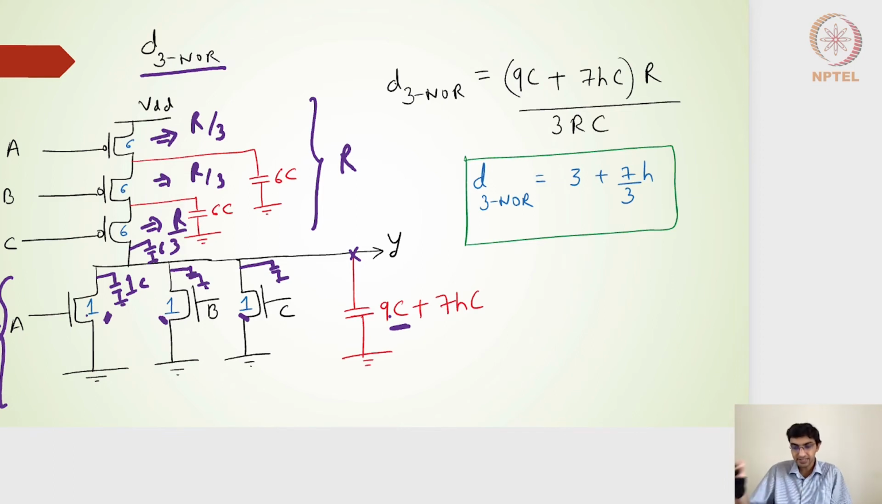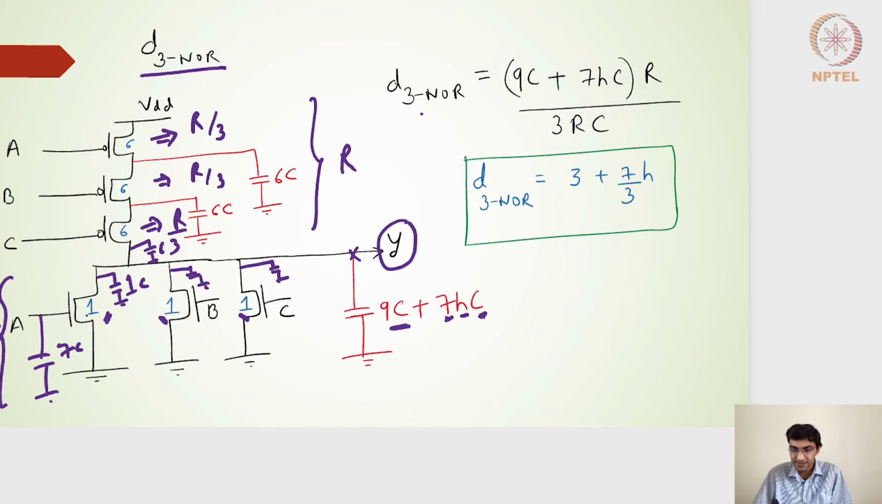And if it is cascaded, if the output is going to the next stage, the input capacitance for the A input will be nothing but 1 plus 6, so it will be 7C. For the B, it will be 7C. For the C, it will be 7C. So if the next stage is connected as one of the inputs, A, B, or C, it will have a 7C. And if I have 7 such NOR gates in the next stage, I will have 7HC.